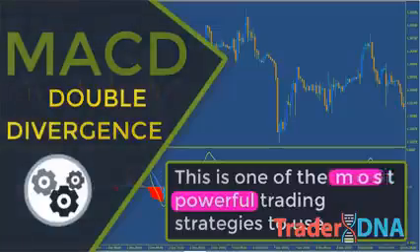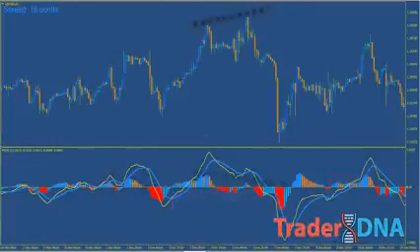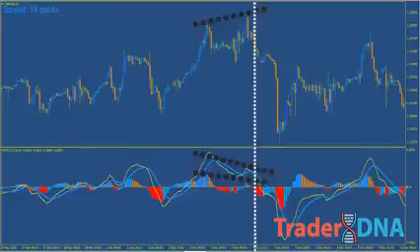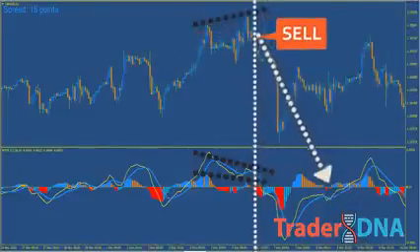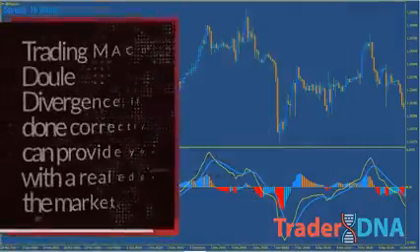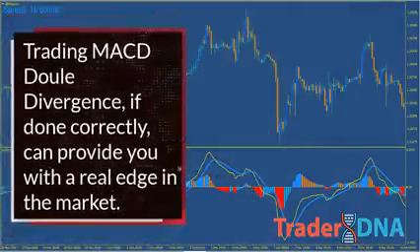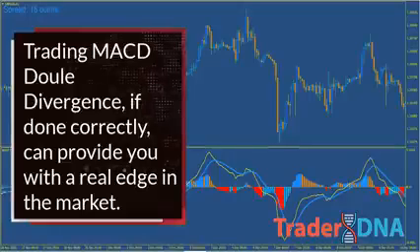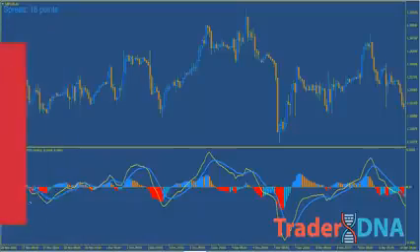The strongest signals appear when there is a double divergence on both the histogram and on the signal and MACD line. This is my favorite way to use the MACD and the most effective way. Trading MACD divergence, if done correctly, can provide you with a real edge in the market. It can be a powerful early indicator of trend reversals when combined with price action. Here are some examples of double divergence.